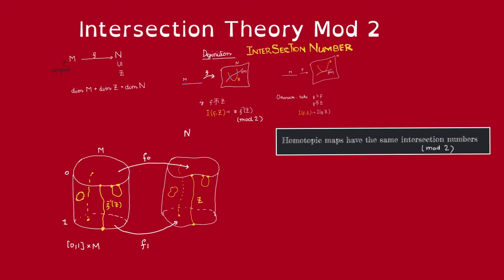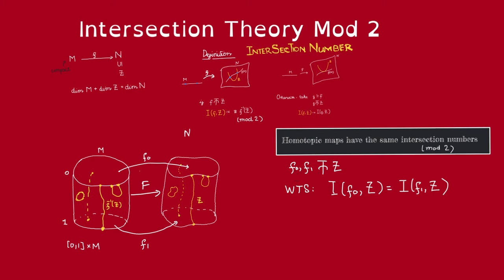So let f0 and f1 be maps from M to N, and let's say that they are homotopic via a homotopy F. That is, F is a map from this product of the interval with M to N. And f0 is just going to be F at level 0, f1 is just going to be F restricted to level 1. Then let Z be a submanifold of N, and let M and Z satisfy our hypothesis, this setup. Now let's assume that f0 and f1 are both transversal to Z.